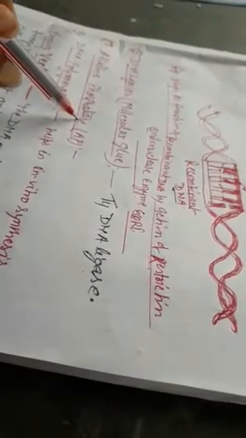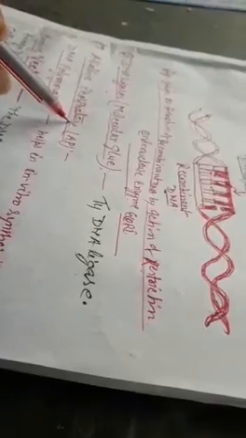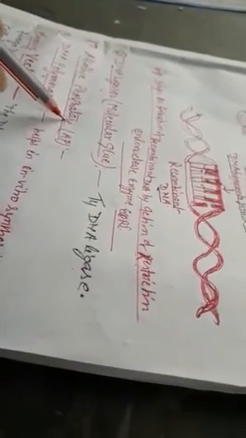Next enzyme, alkaline phosphatase. This enzyme removes the phosphate group from the 5' end of a DNA molecule, leaving a free 5' hydroxyl group. It prevents unwanted self-ligation of vector DNA molecules during the formation of recombinant DNA.